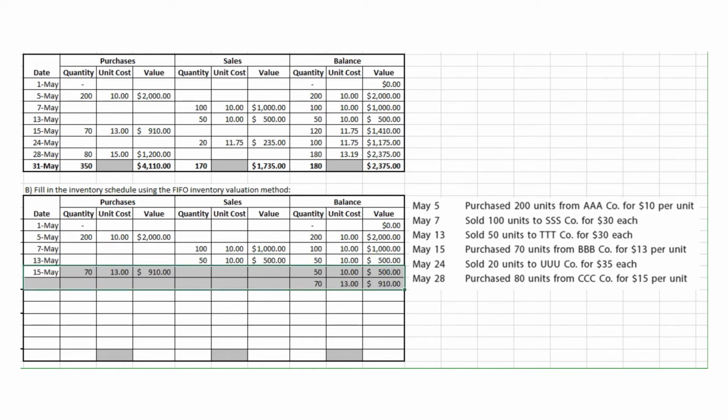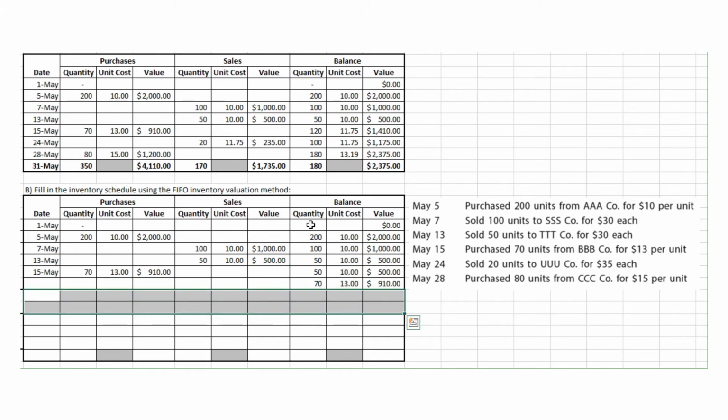Now this is where it starts to change. May 15th, we bought 70 items for $13 each. So now our inventory has two sets of items. We have 50 items remaining at the original cost of $10 each, and we now have 70 items at $13 each. This is important for FIFO. As we sell items later on, we'll sell these first 50 before we sell these 70.